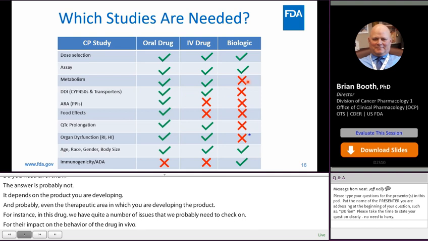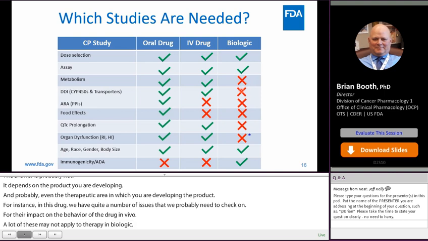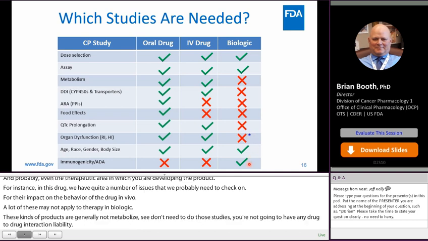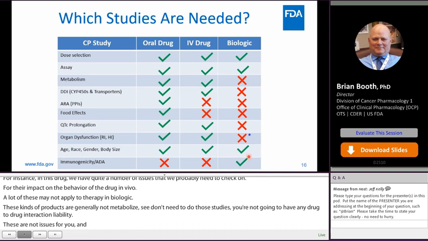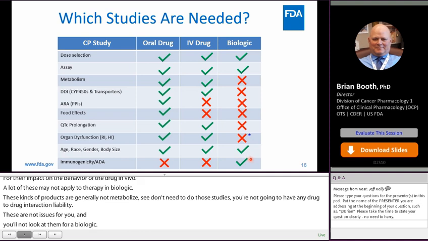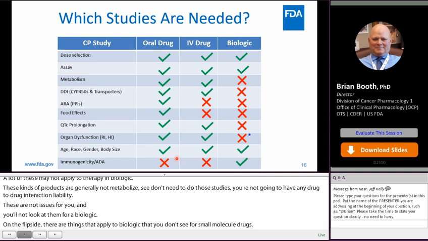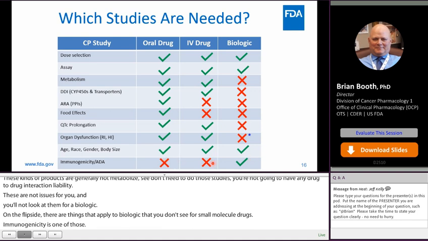So, for instance, these kinds of products are generally not metabolized, so you don't need to do those studies, and you're not going to have any drug-drug interaction liability. So these are not issues for you, and you wouldn't look at them for a biologic. On the flip side, there are things that apply to biologics that you don't see for small molecule drugs. Immunogenicity is one of those. So immunogenicity can impact the safety and the efficacy and the PK of the biologic, but it's never an issue for small molecule drugs. So you wouldn't look at that for those, right?